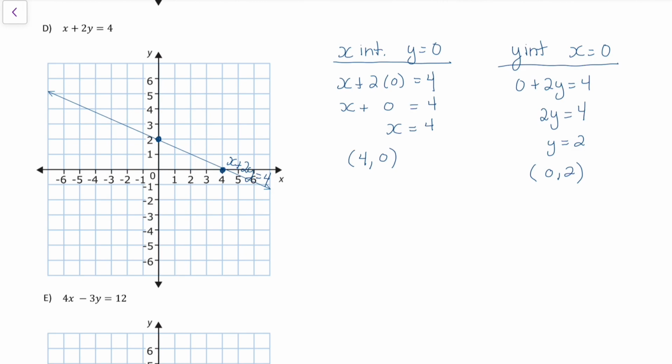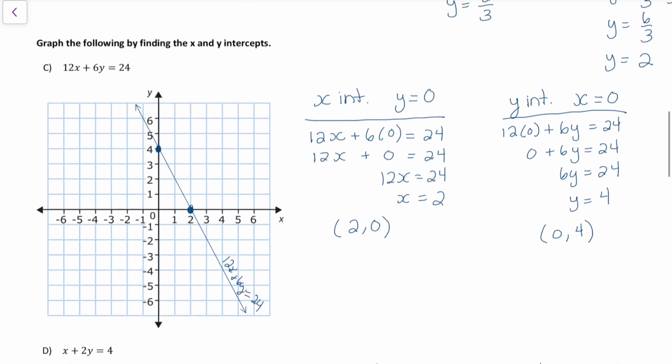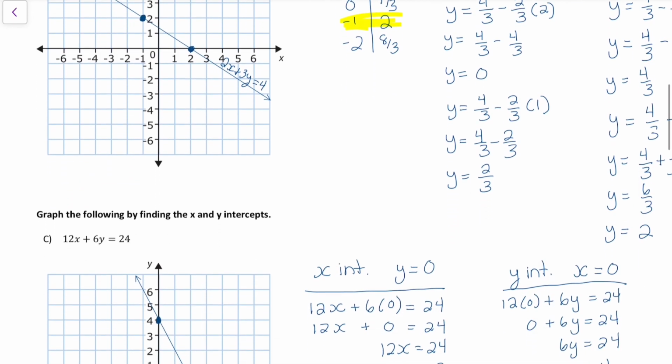Now, the positive to this method is that it's a lot quicker. We're only finding 2 particular points, versus up here when we are finding a bunch of different points and trying to find 2 points on that line, it maybe is a little bit more tedious and takes a bit more time. However, you can always use a table of values to graph a line. It might take a little bit more time, but you can always use it. It's a method that works for every equation.